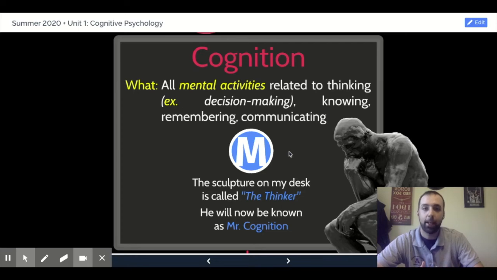This is really the study of thinking, whether that's how somebody solves a problem, makes a decision, uses language, exhibits creativity, or utilizes memory.